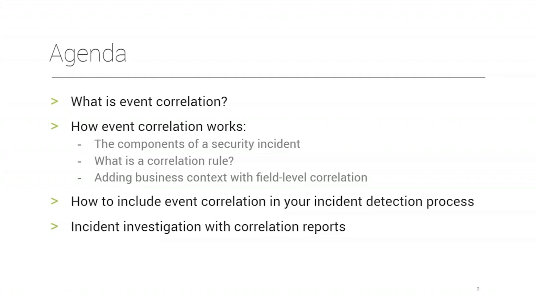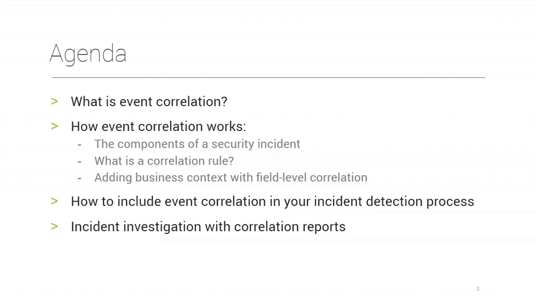Next, we'll cover the mechanics of event correlation, so how it works. We'll be covering what a security incident is, how event correlation uses what are known as correlation rules to detect these security incidents, and how you can tailor event correlation to suit your business needs. Event correlation is so powerful and so flexible, you can tailor it to detect highly specific or highly general security incidents as per your need.